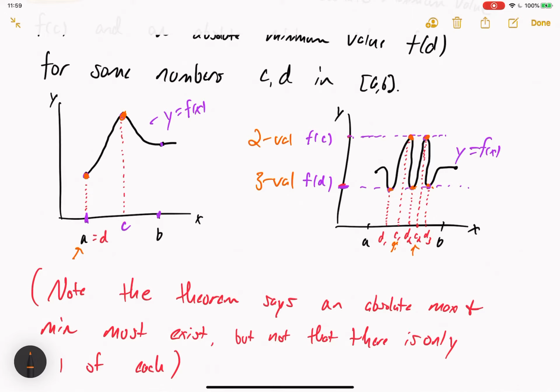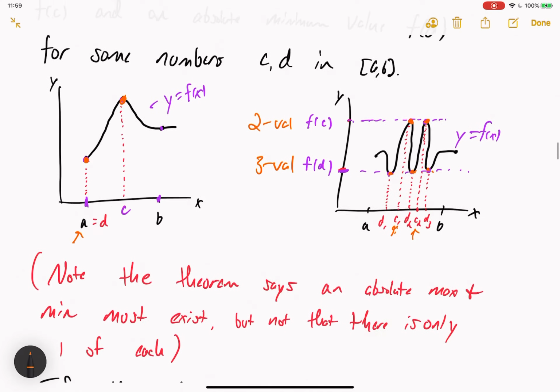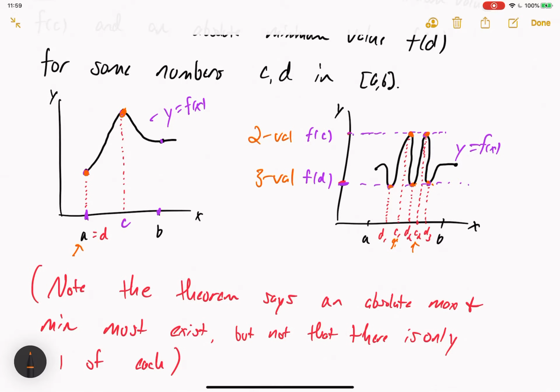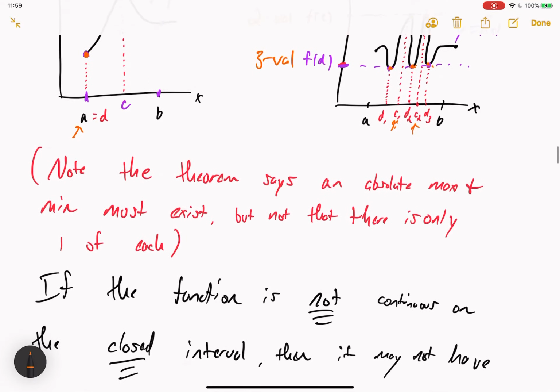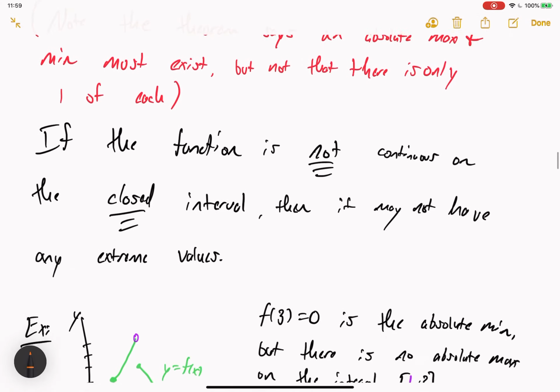And that's okay too. It just says it attains an absolute maximum or minimum. It doesn't tell you how many times, it just says there exists at least one case. So just know that that can be expected too. So again, what the theorem says is that an absolute maximum must exist, but not that there's only one of each.